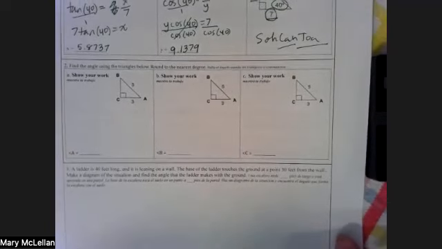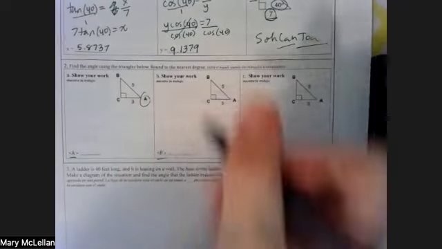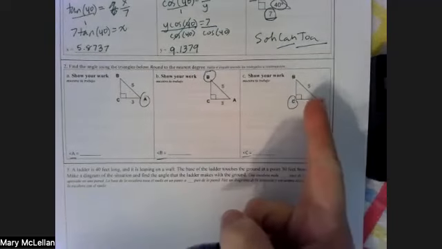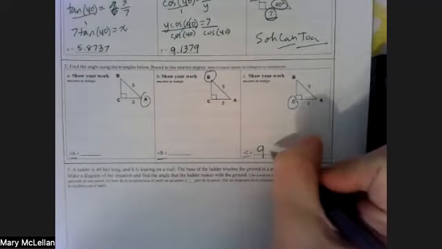Okay, next problem. This problem says find the angle using the triangles below, round to the nearest degree. So I'll be finding for this one, angle A, for this one, angle B, for this one, angle C. First of all, I see with angle C that it's the right angle, so 90 degrees for angle C, done. A and B take a little bit more work.